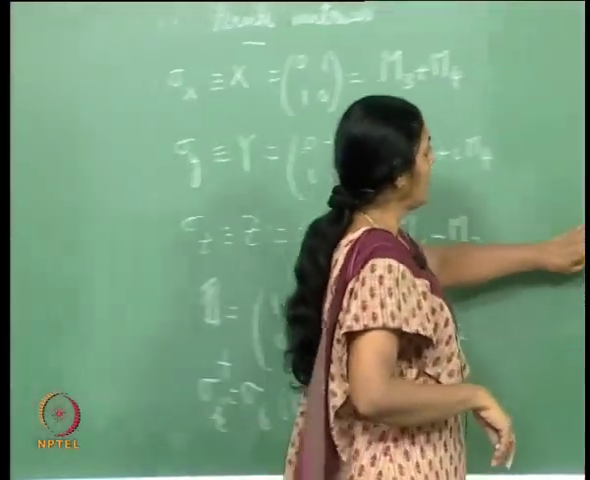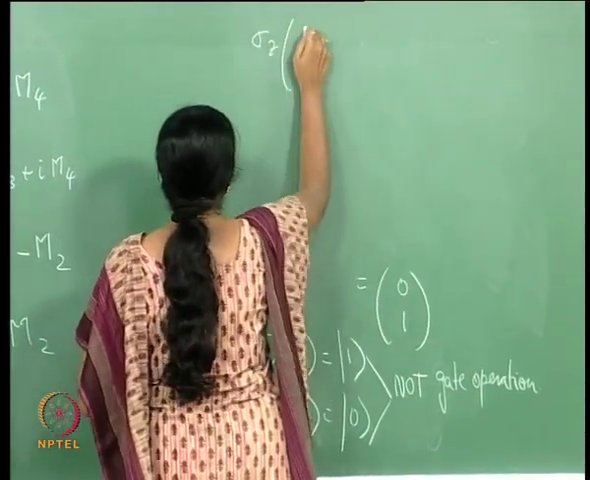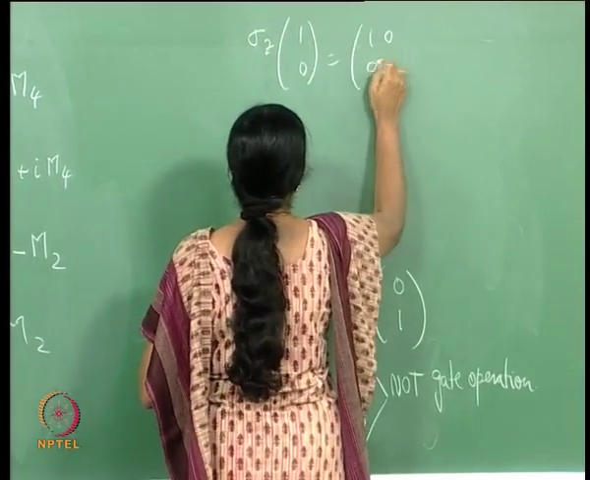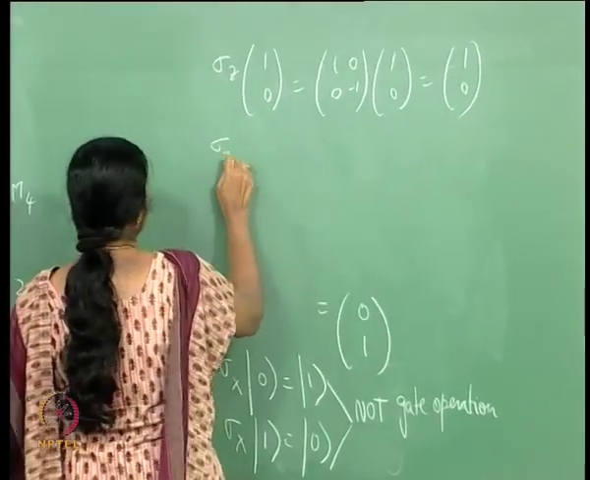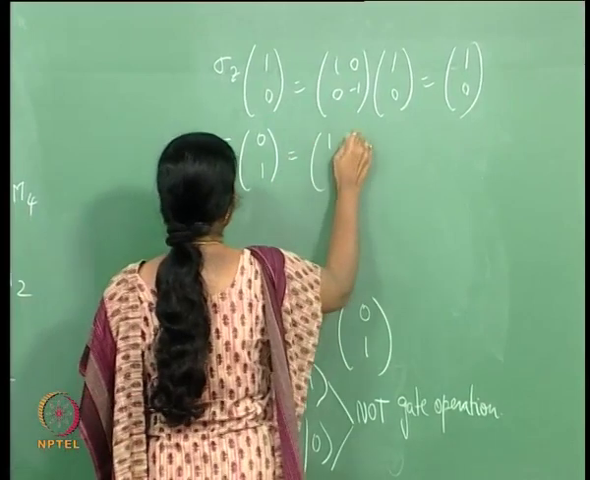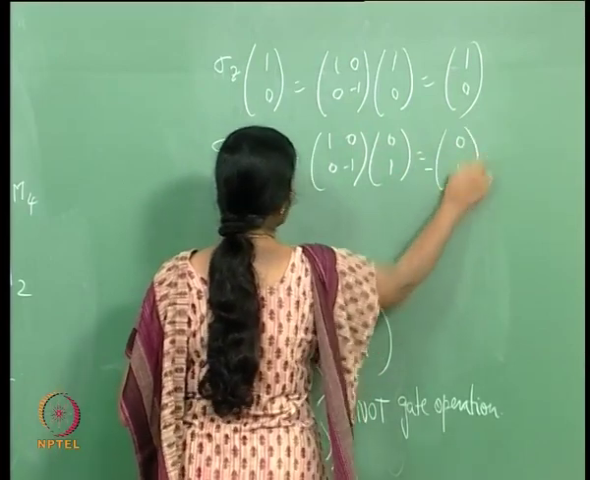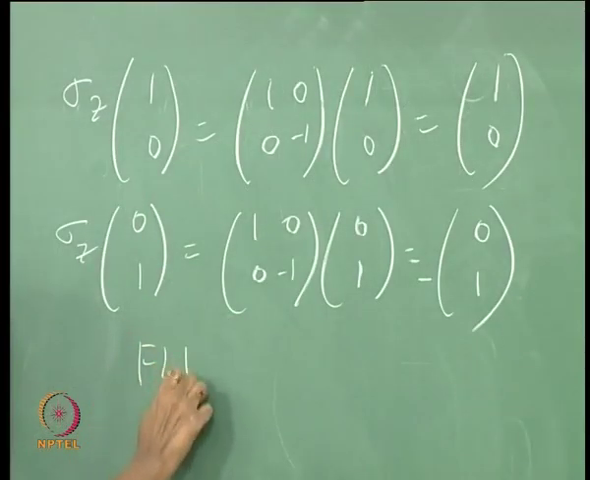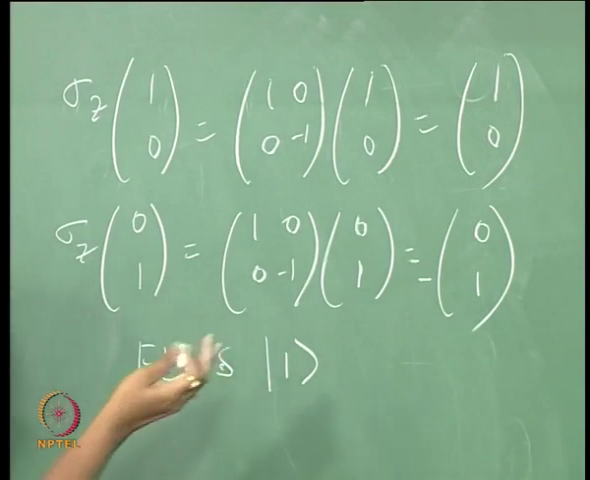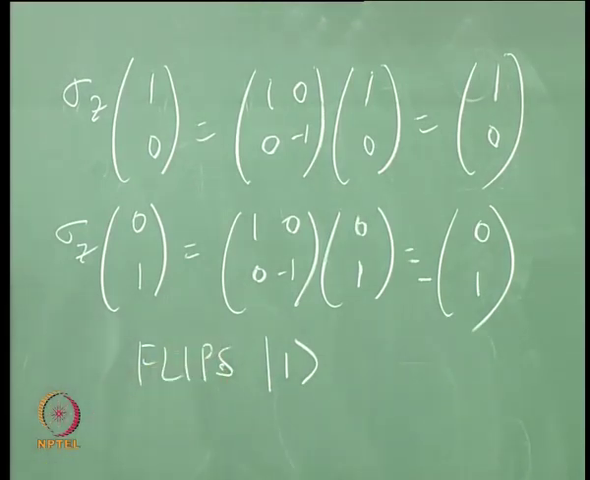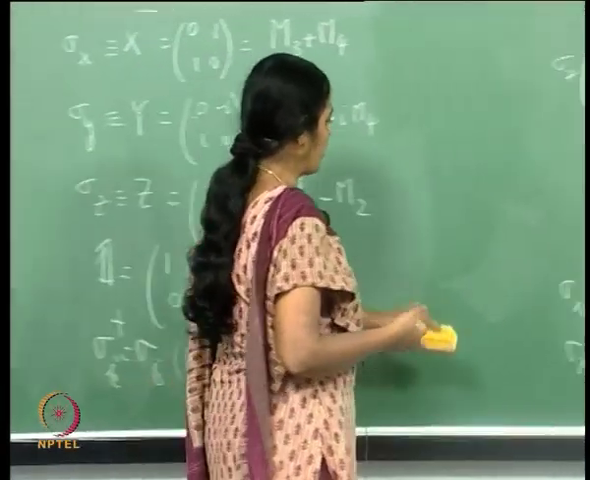Similarly, if you look at sigma y or sigma z, what does sigma z do? Sigma z on (1, 0) is (1, 0), (0, minus 1) on (1, 0), and that just leaves it alone. But sigma z on (0, 1) gives me minus of (0, 1). In other words, it flips ket 1 and does not do anything to ket 0. So that's another important quantum logic gate operation, which is carried out by the Pauli matrix.